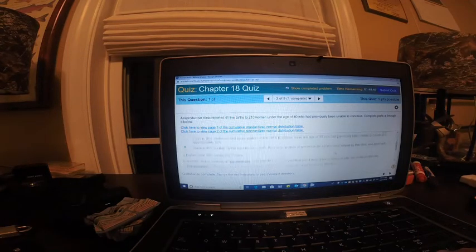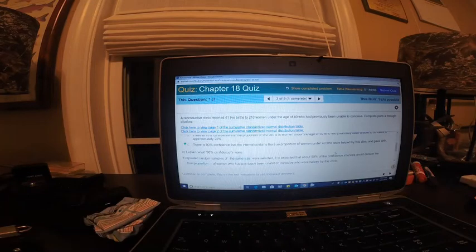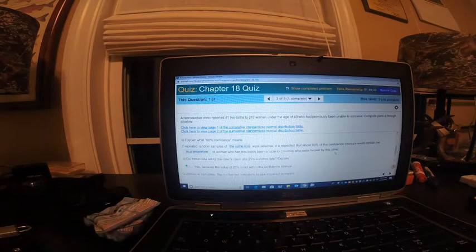Interpret your interval in this context. Choose the correct answer below. The correct answer there was that there is 90% confidence that the interval contains the true proportion of women under 40 who were helped by the clinic and gave birth. Simple enough. Explain what 90% confidence means. If we repeated random samples of the same size, it is expected that about 90% of the confidence intervals would contain the true proportion of women who had previously been unable to conceive who were helped by this clinic.